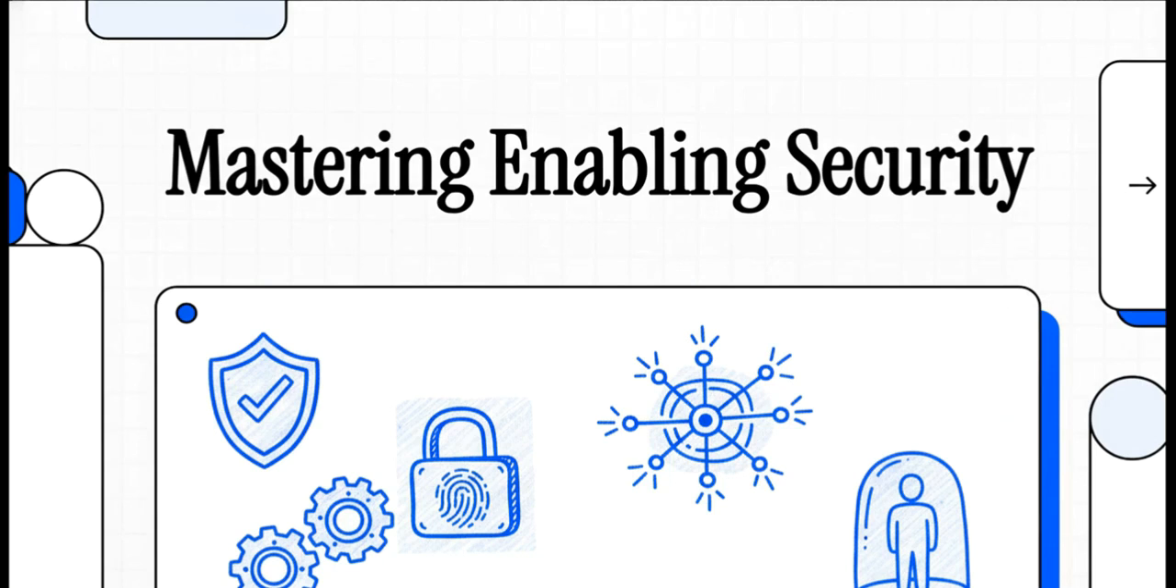Hey everyone, so today we're going to dive into a really important concept called enabling security, or ESEC for short. Now, this is a key part of the CMMI framework, and it's all about building security into the DNA of an organization right from the very beginning. Let's break down what that actually looks like.